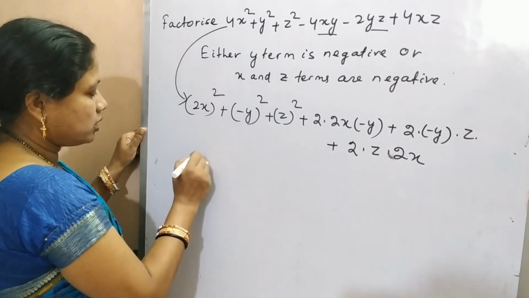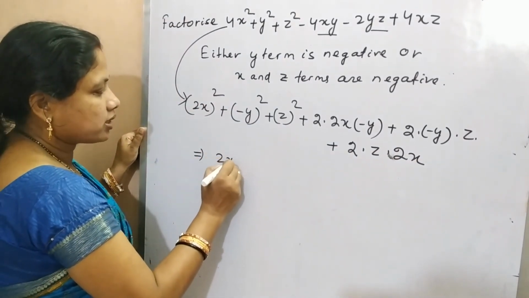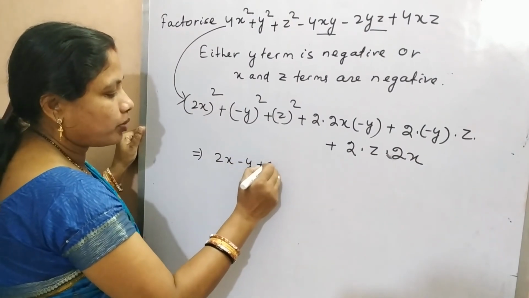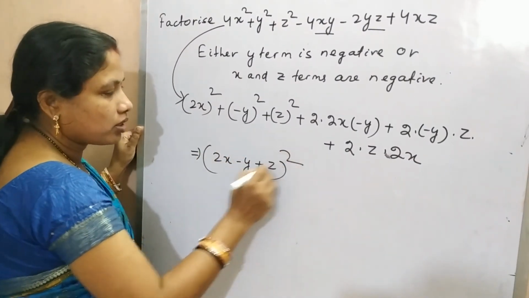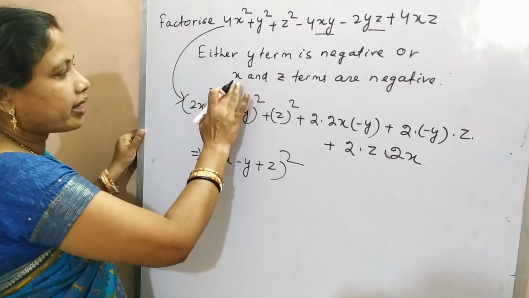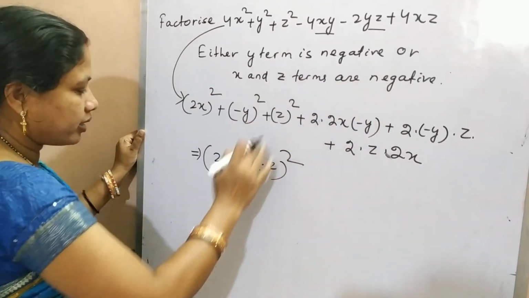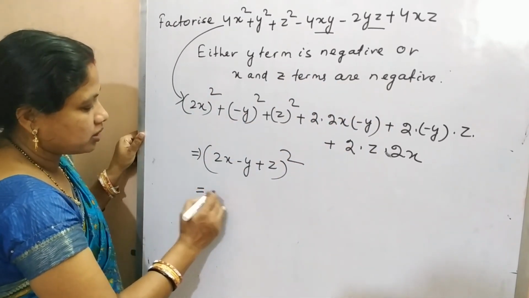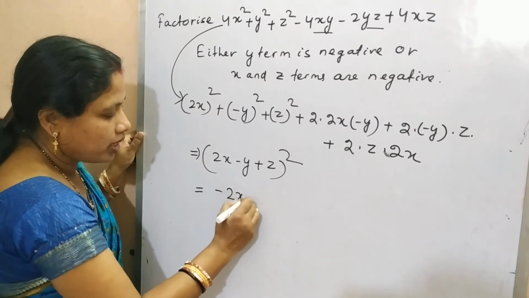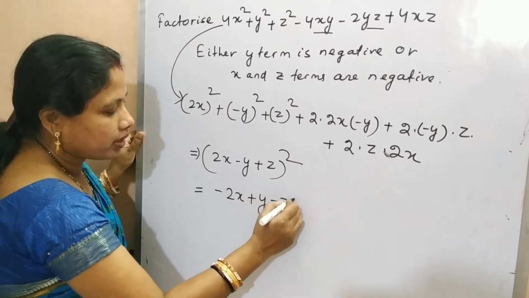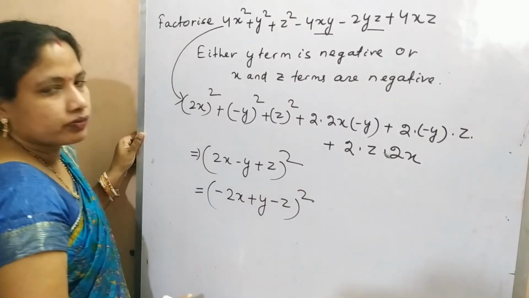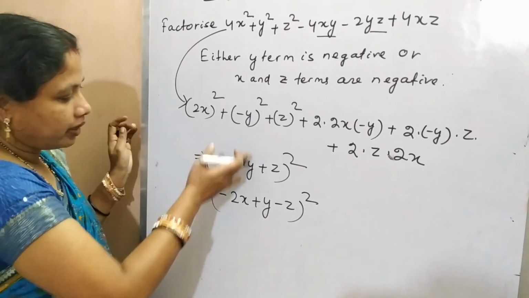So this becomes 2x minus y plus z whole square. So if we take x and z terms as negative, so this is equal to minus 2x plus y minus z whole square. So this can be verified in these two ways.